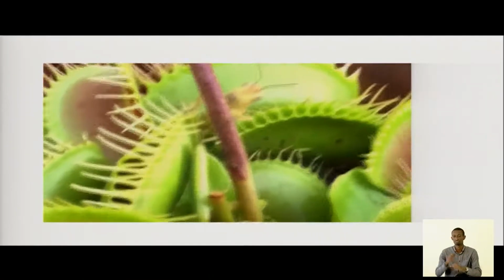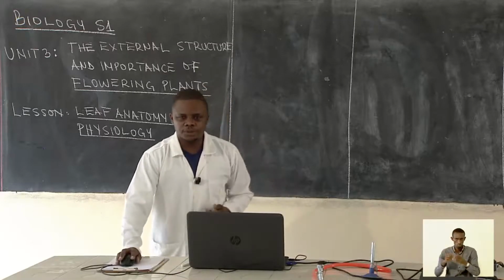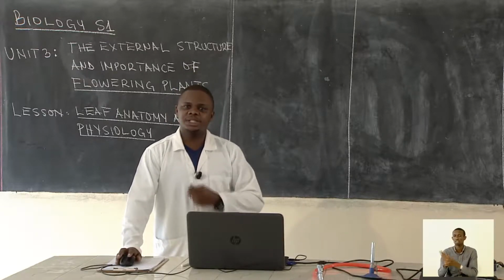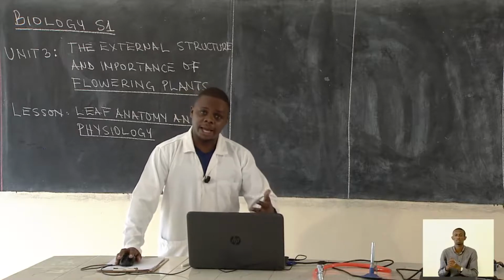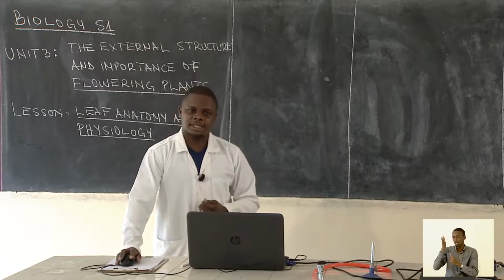Dear students, plants have leaves, and leaves perform different functions. One of the functions of leaves is photosynthesis. Plants use leaves in the process of photosynthesis because leaves have palisade and spongy mesophyll cells, which have chloroplasts, and chloroplasts have chlorophyll, needed for photosynthesis.